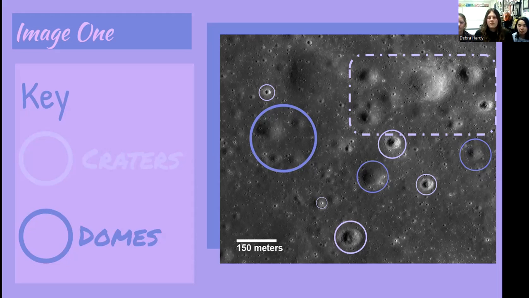How did you decide what was a crater versus what was a dome? Well, we had a very long discussion about this because it was really hard to tell. We were trying to look at where the light hit, but that gave us some problems too. So we just decided some of these features look like domes, some don't, and we differentiated that way.